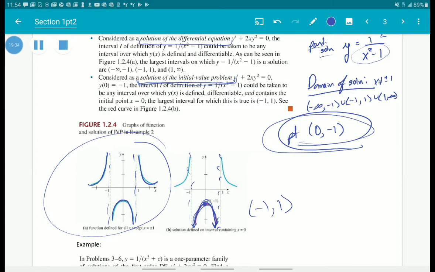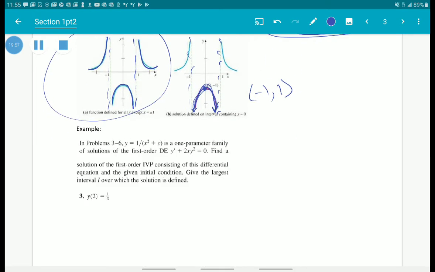Are we looking for a domain of a function, or are we looking for the interval for the differential equation? Or are we looking for the interval for the solution of the initial value problem? So subtle differences in wording can change what's being asked in that problem.